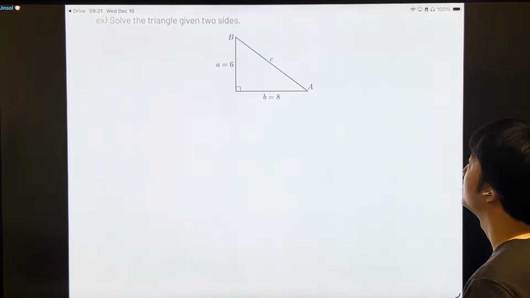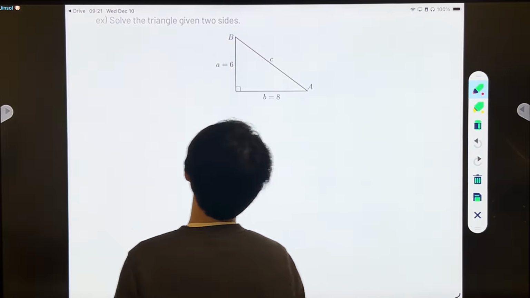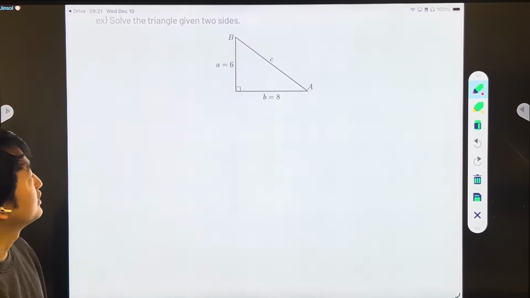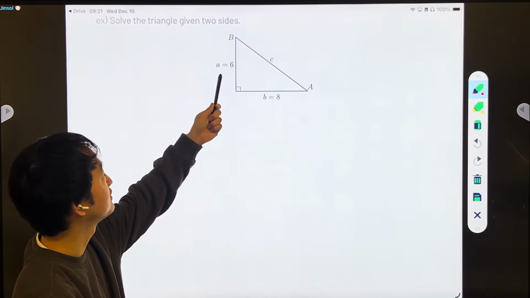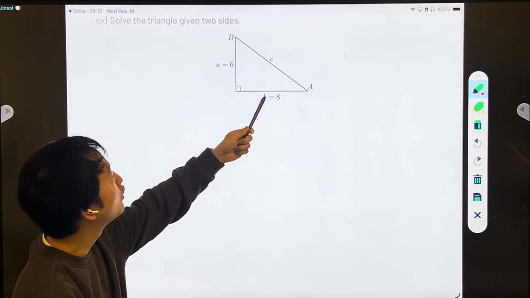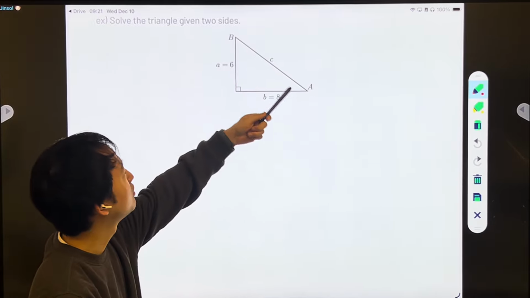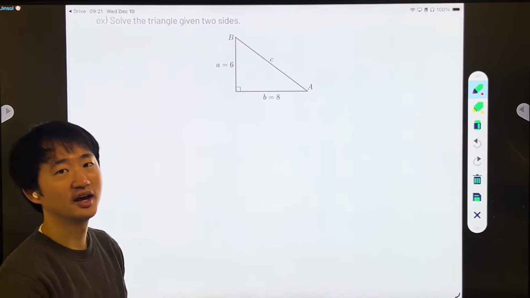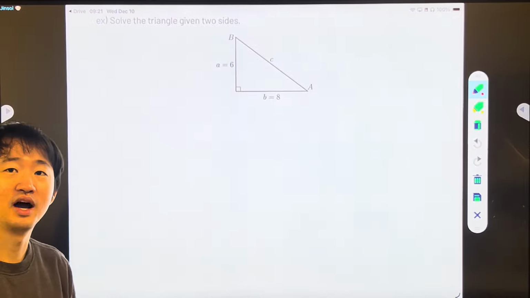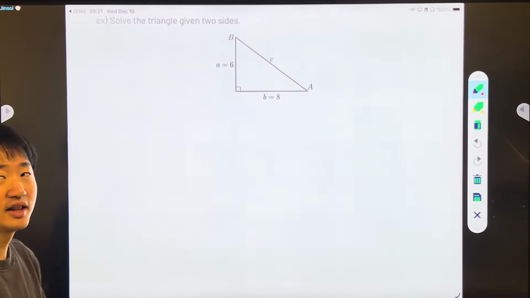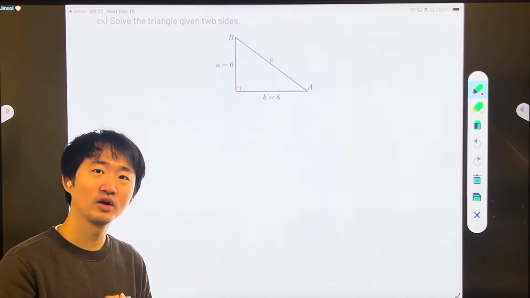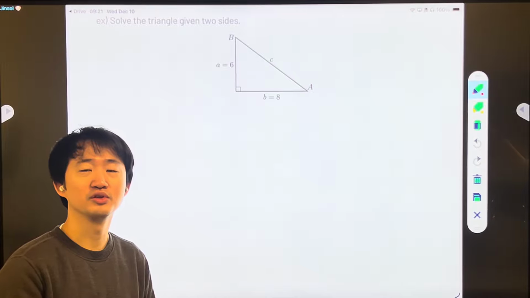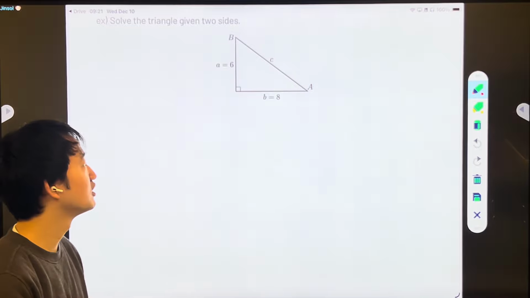Let's try the first example question. Solve the triangle given two sides. So in this case, we are given the side length of 6, side length of b. We also know that it's a right triangle, but I need to find two angles as well as the hypotenuse side. What I like to do at first is organize what I know and what I don't know into a visual organizer.